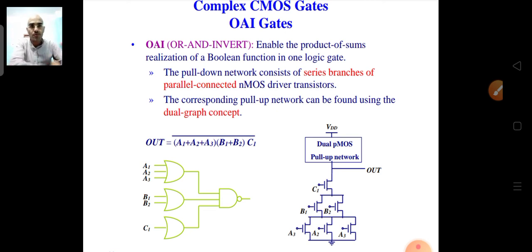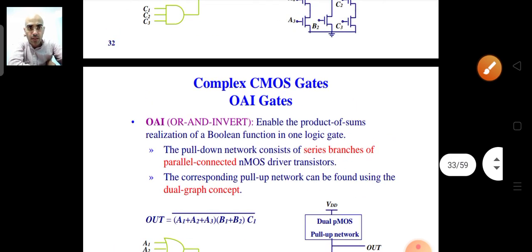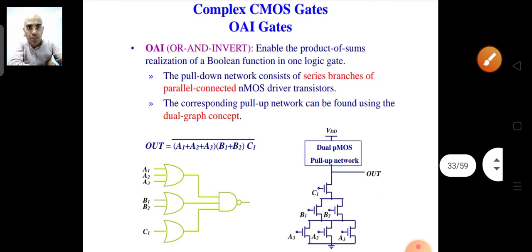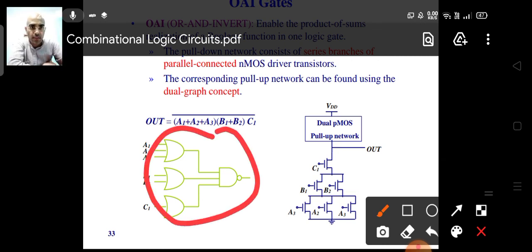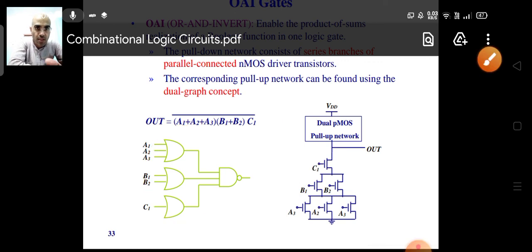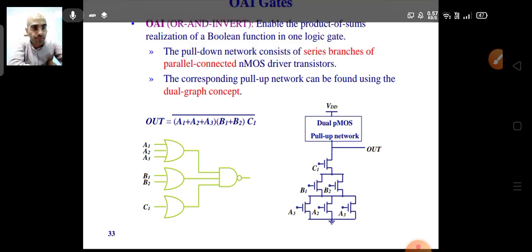Okay, so understand it. This is the logic diagram for the circuit, for this Boolean expression. And from this Boolean expression, whatever is written, you can write the function as well. It's easy, it's not difficult. The same logic which I used there applies, and then again you can take the dual, and you will get the pull-up network.